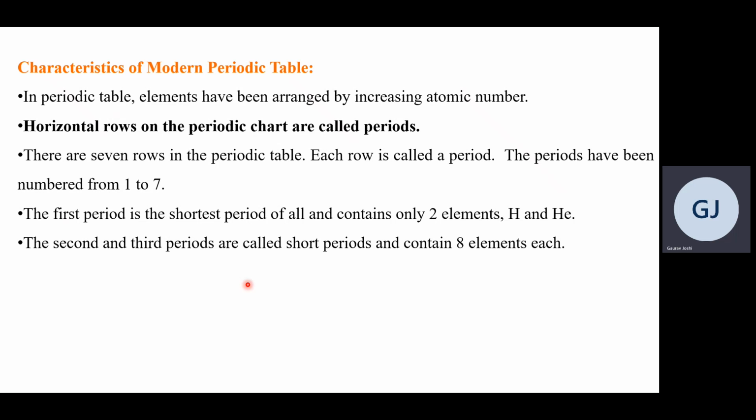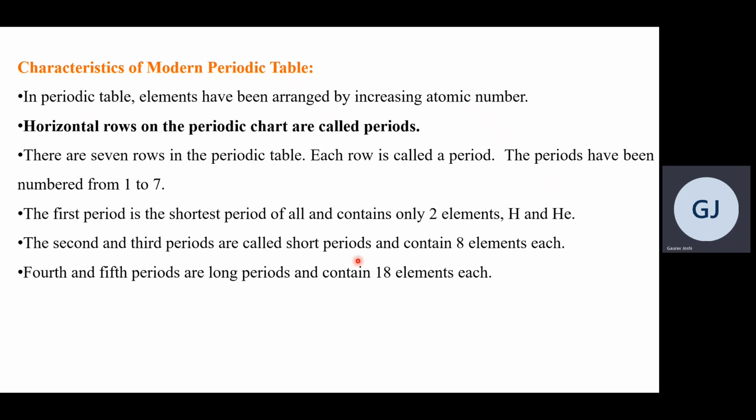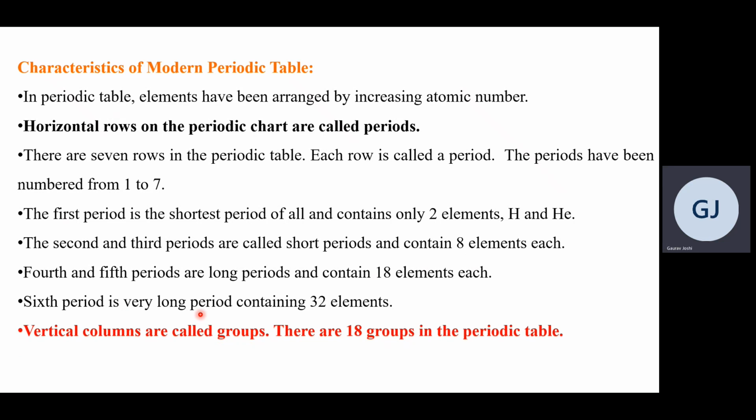The second and the third periods are short periods and contain 8 elements each. But from the fourth and the fifth period, the element number goes on increasing, and we have 18 elements in each period starting from the fourth period till the seventh period. The sixth period is very long and contains 32 elements. Vertical columns are called groups. There are 18 groups in the periodic table, and we'll be discussing each group.